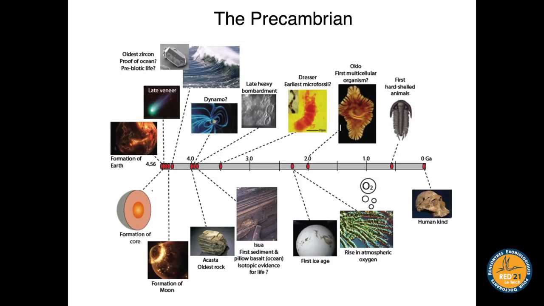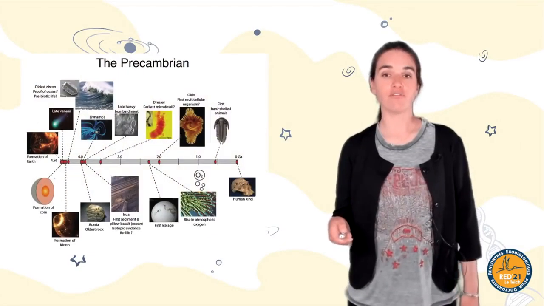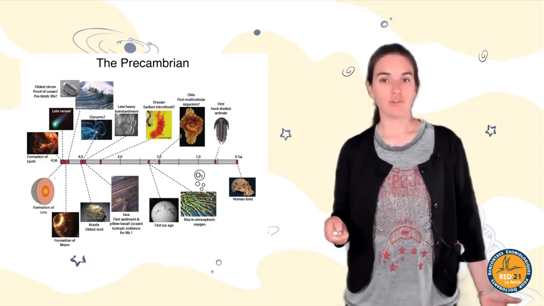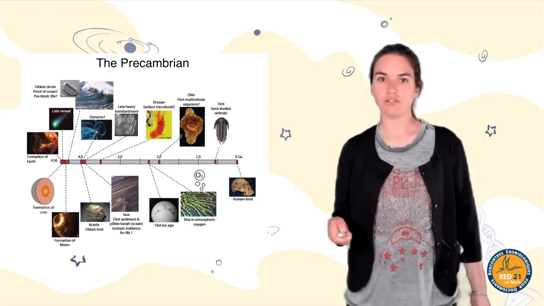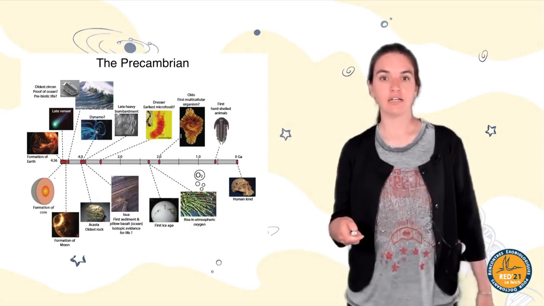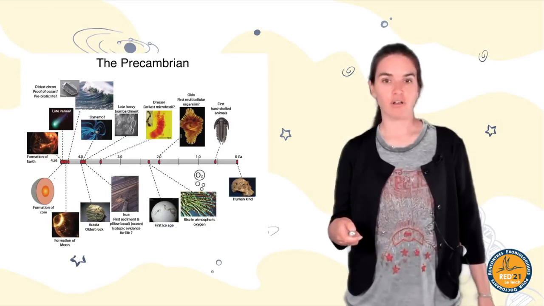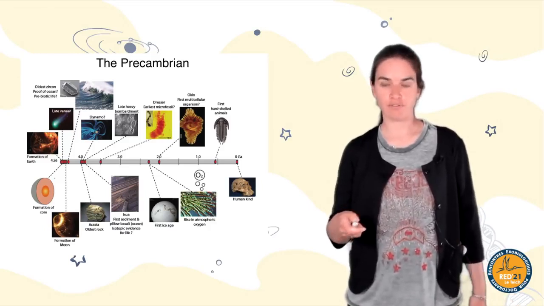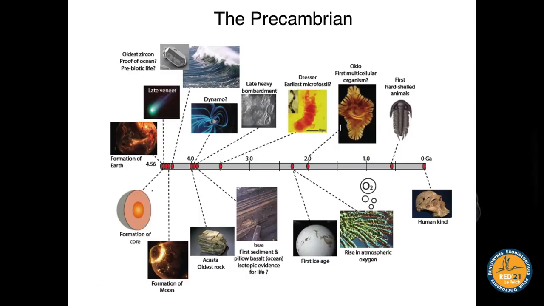Here you have the geological time scale from 4.5 billion years ago, when the planet formed, to now, where we are living today. And most of this time, until the first evidence of shelled animals, is called the Precambrian. So it's 4 billion years of the planet's history, and this is a very crucial time for a lot of geological events, but also for life to appear and evolve.